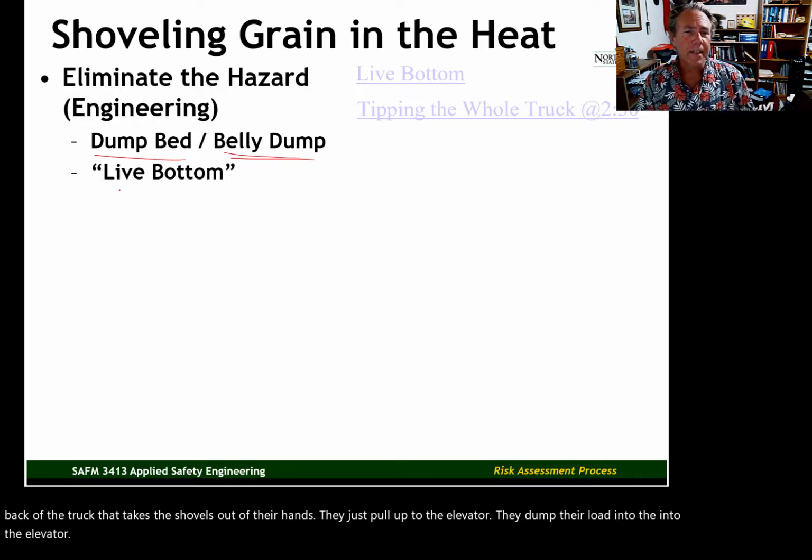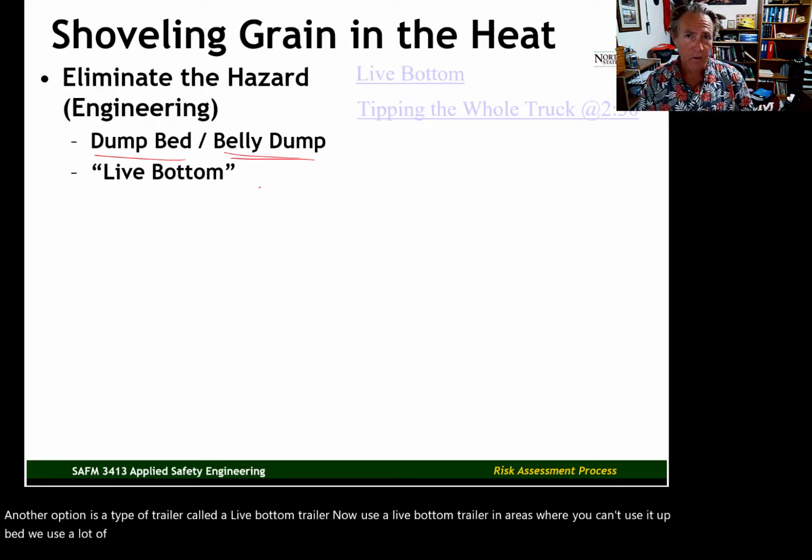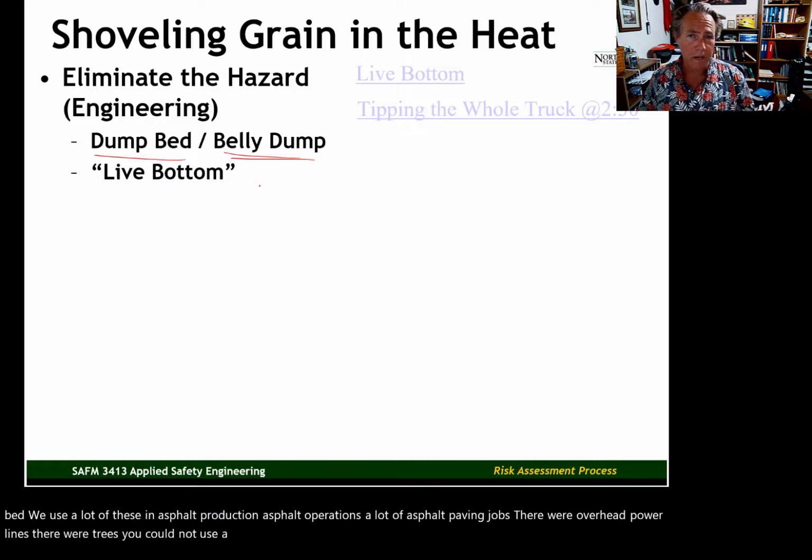Another option is a type of trailer called a live bottom trailer. Now, use a live bottom trailer in areas where you can't use a dump bed. We use a lot of these in asphalt production, asphalt operations. On a lot of asphalt paving jobs, there were overhead power lines, there were trees. You could not use a conventional dump bed because it would make contact with overhead obstructions. So we used a live bottom.